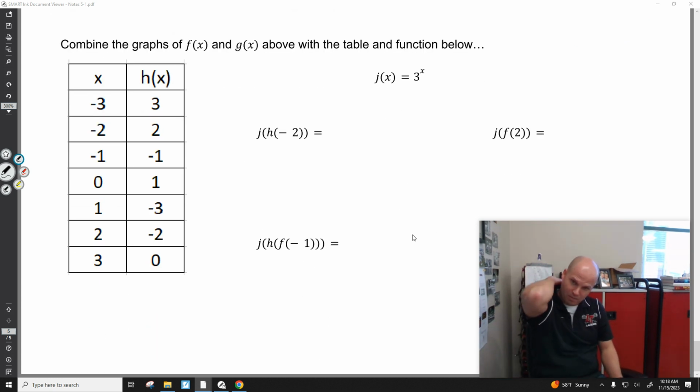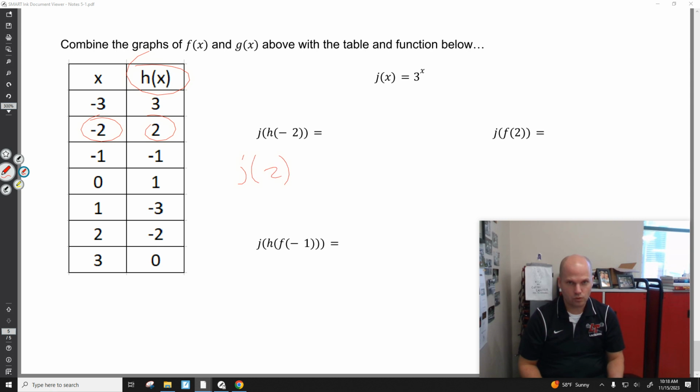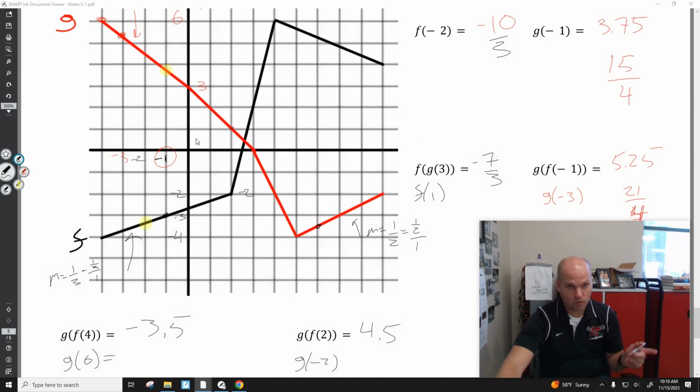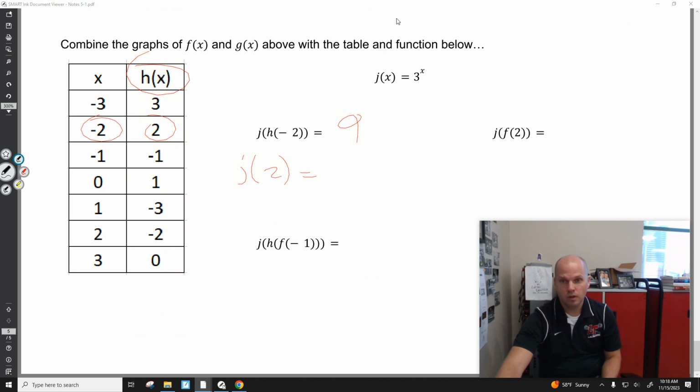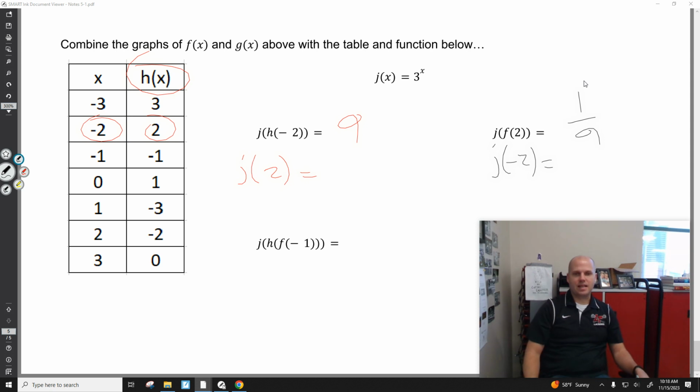And then the last one is just combining a table with a function. It shouldn't be that big of a deal. And we can also combine it with graphs. Be ready to combine anything and be able to deal with it. If I said, what's j of h of -2? Well, here's h. h of -2 is 2. j of 2 is 3 squared, which is 9. Great. What about j of f of 2? f of 2 from over here is -2. That would become j of -2, which would become 3 to the -2, which would be 1/9. Combining these things should not be crazy.